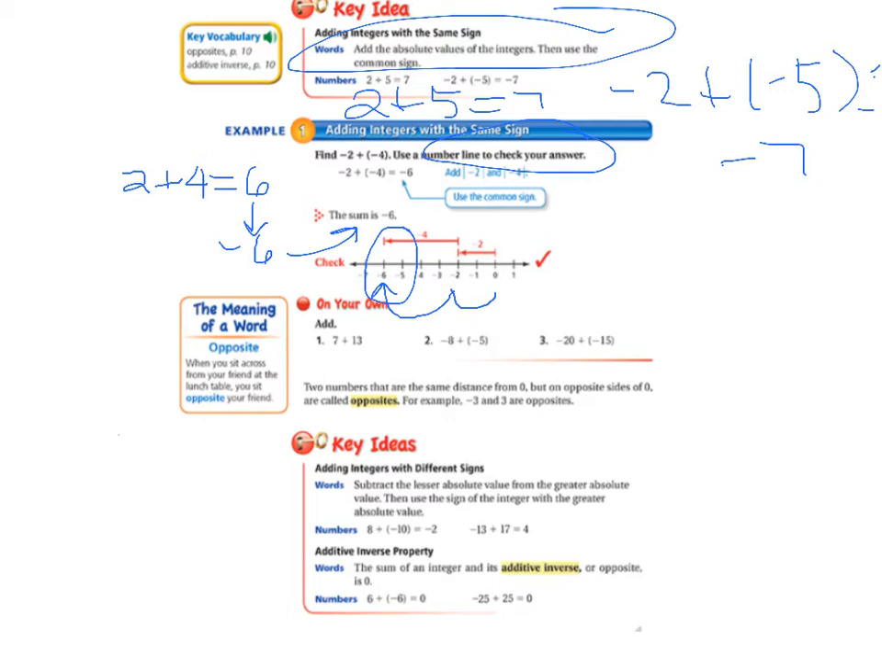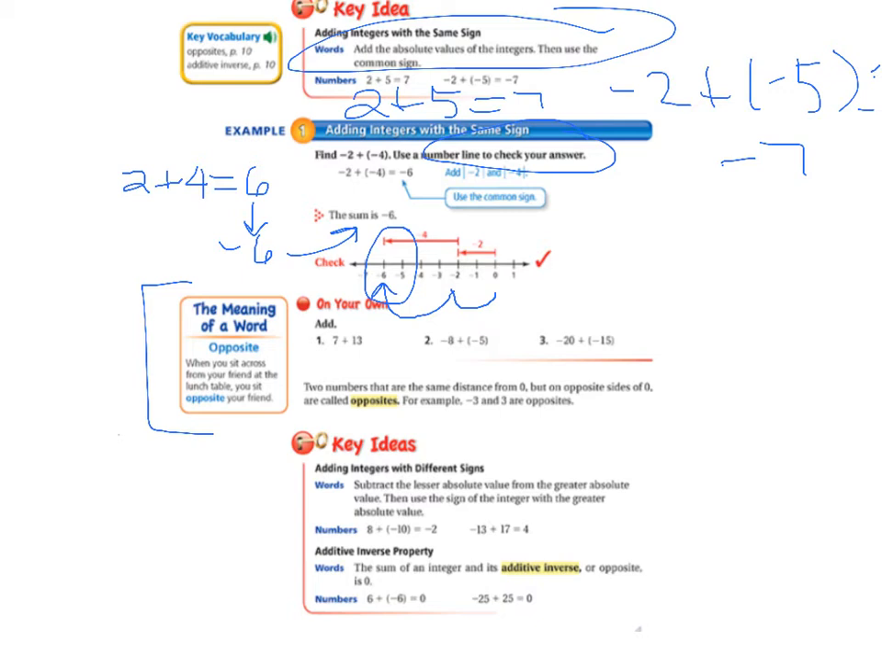And then down here it says the meaning of a word. Opposite is when you walk across a street, you are moving to the opposite side of the street. So that's a good reminder of what that meaning is. And then it says two numbers that are the same distance from 0 but on opposite sides of 0 are called opposites. For example, negative 3 and 3 are opposites.